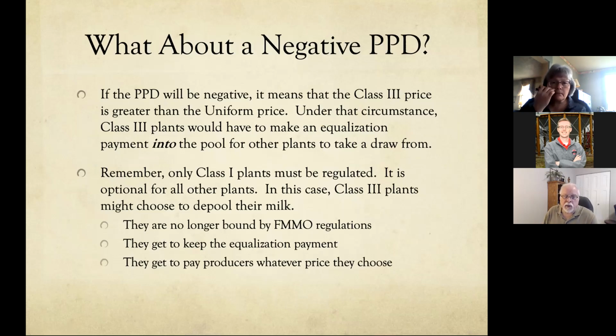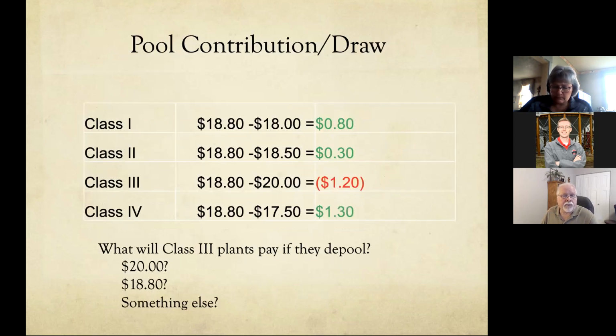Only class 1 plants have to be regulated. Class 3 plants or any manufacturing plant can choose to opt out of the pool if they want to. When that happens, they're no longer bound by federal order regulations about minimum prices or anything else. They would get to keep that equalization payment, and they get to choose what they're going to pay producers.